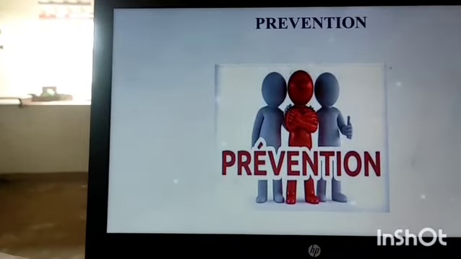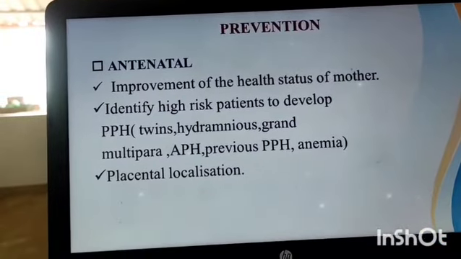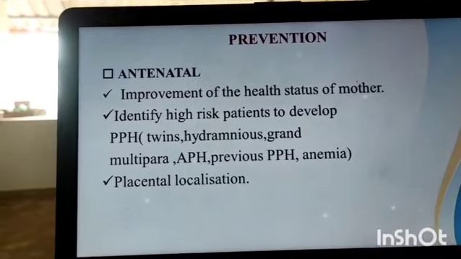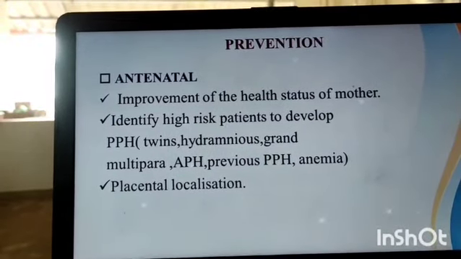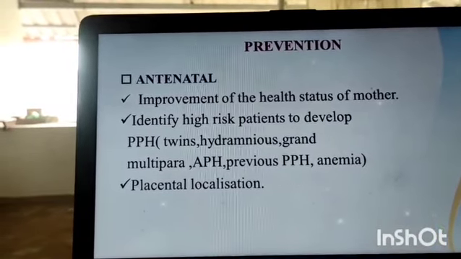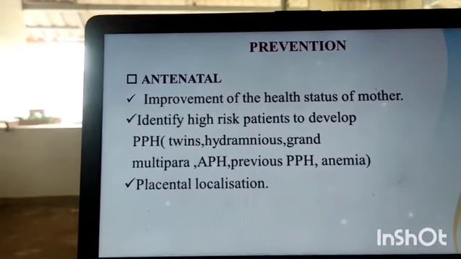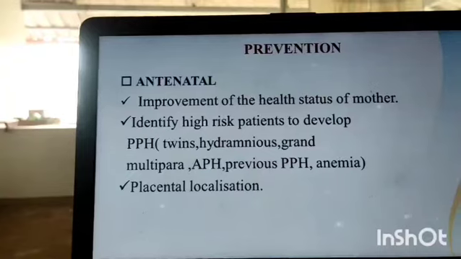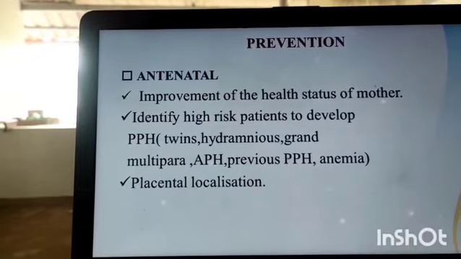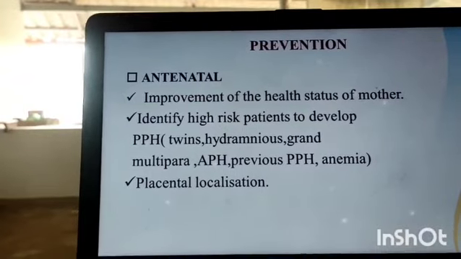Next we can see the prevention. How to prevent postpartum hemorrhage? First one is antenatal prevention. In the antenatal period, we should improve the health status of the mother, providing proper diet and health education. Second, identify high risk patients who may develop PPH, like twin pregnancy, hydramnios, which has two types, oligohydramnios and polyhydramnios. Then grand multipara, antepartum hemorrhage, previous history of postpartum hemorrhage, anemia. These are the high risk mothers we should identify during the antenatal period.